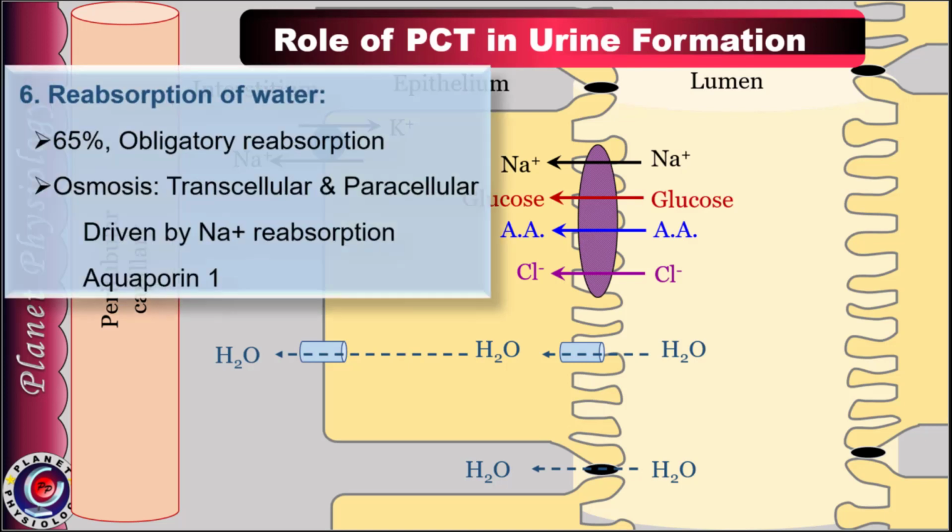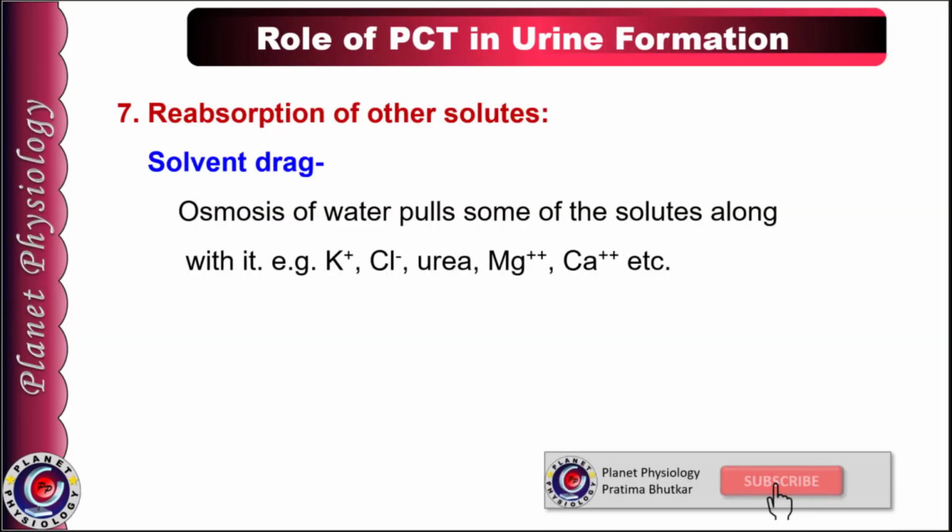As water moves by paracellular route, it also drags many other solutes like potassium, chloride, urea, magnesium, calcium along with it. This movement of solutes with water through paracellular route is known as solvent drag. Amount of urea reabsorbed by PCT is about 30 to 50%, and because of its smaller size, along with the solvent drag, urea also is transported into the interstitial fluid.